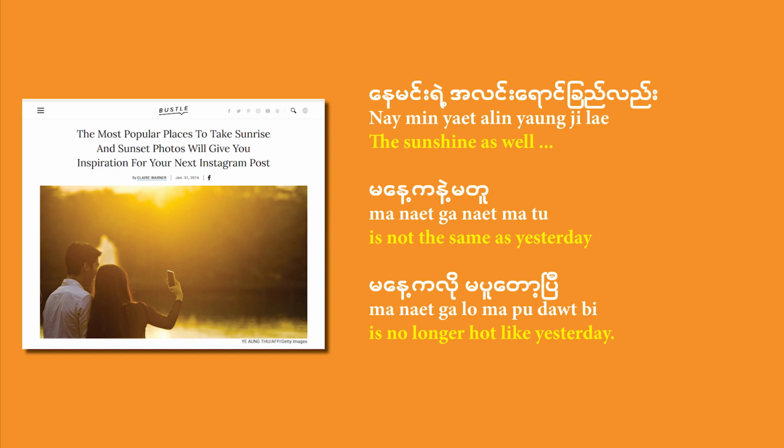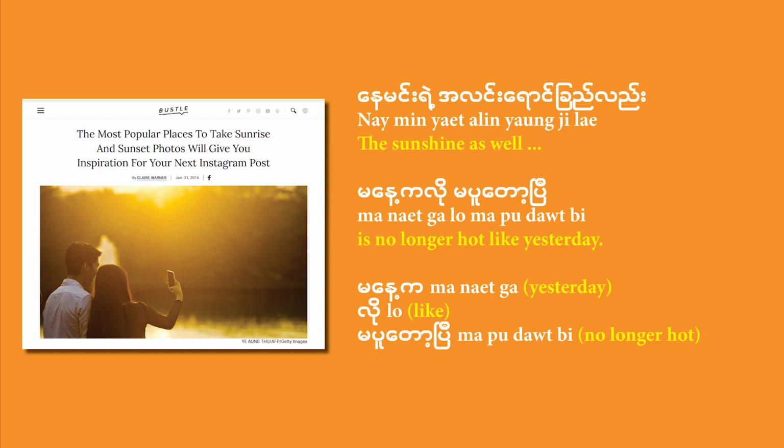Now let's take a look at the second part. Manega lo is like yesterday or in the same way as yesterday. Bu is the verb to be hot. Here it's used in the negative form, mapu, not hot, plus the particle do, which makes it no longer hot. So the second part means the sunlight already mentioned is no longer hot like yesterday.